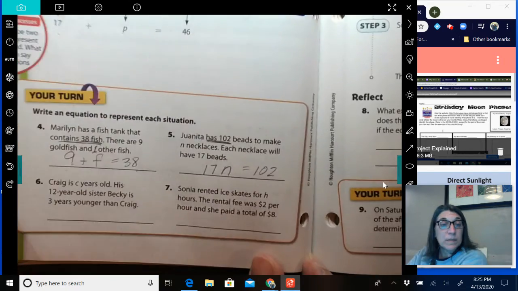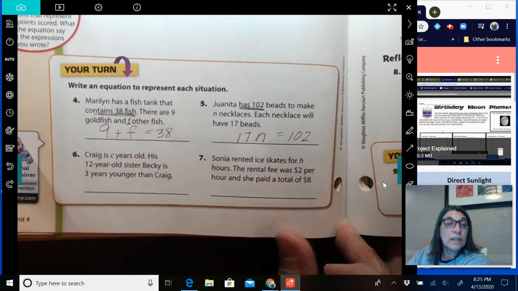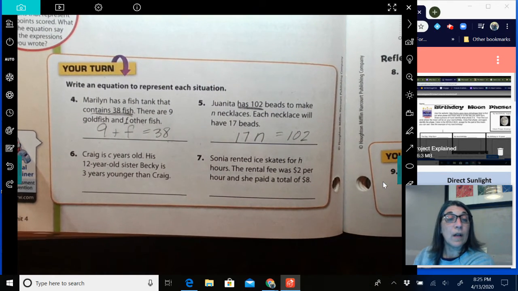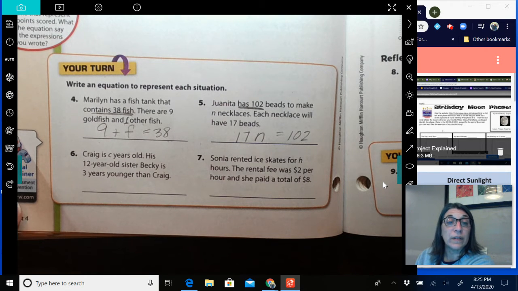Okay, so I'm going to scooch my book up here. So let's look at the last 2. Hopefully you already solved them. Craig is C years old. His 12-year-old sister Becky is 3 years younger than Craig. Okay, write an expression. They didn't ask you a question. They're just saying Craig is C. His sister is 12. And Becky is 3 years younger than Craig.